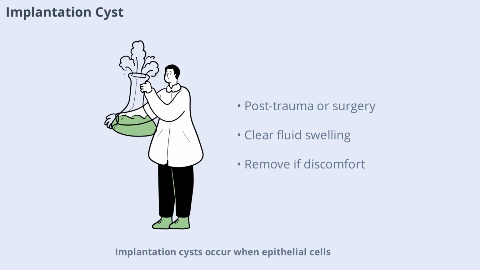Implantation cysts occur when epithelial cells are implanted into the subepithelial tissue, often due to trauma or surgery. They appear as small, round swellings containing clear fluid. While painless, they should be removed if they cause discomfort or interfere with vision.